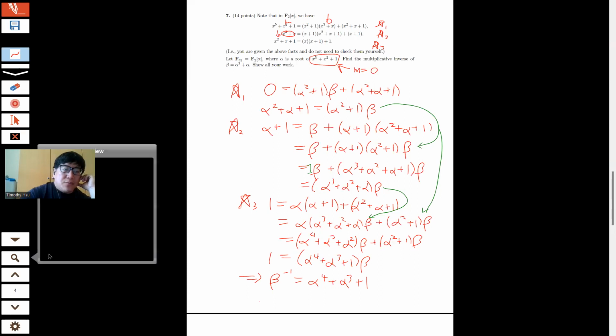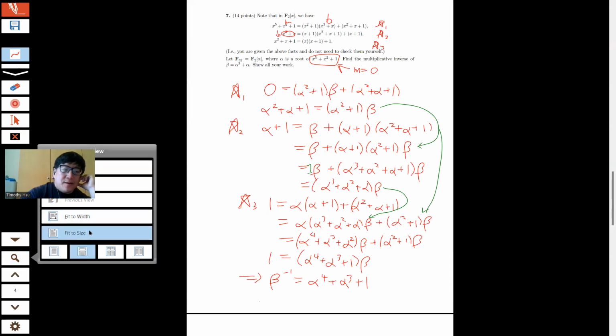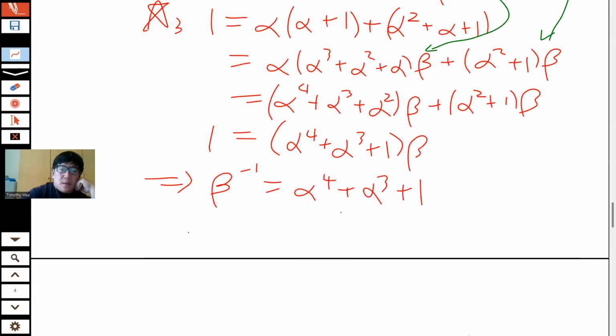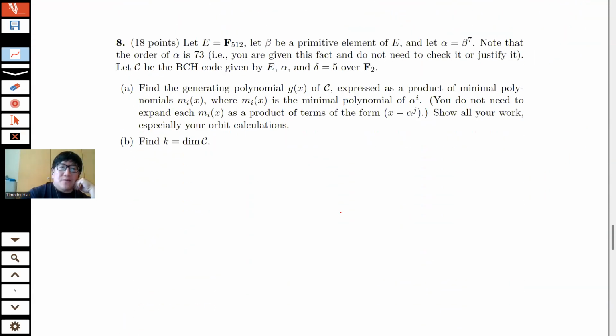Okie doke. Let's bring her home. All right, so let E be the field of order 512. Let beta be the primitive element of E, and let alpha equal beta to the seventh. All you need to know is that the order of alpha is 73.